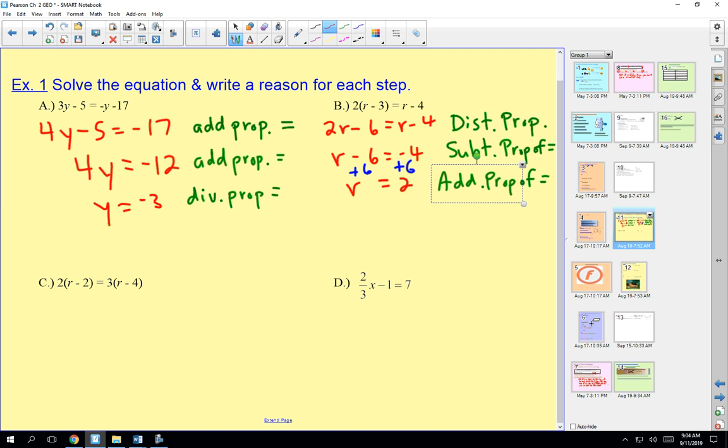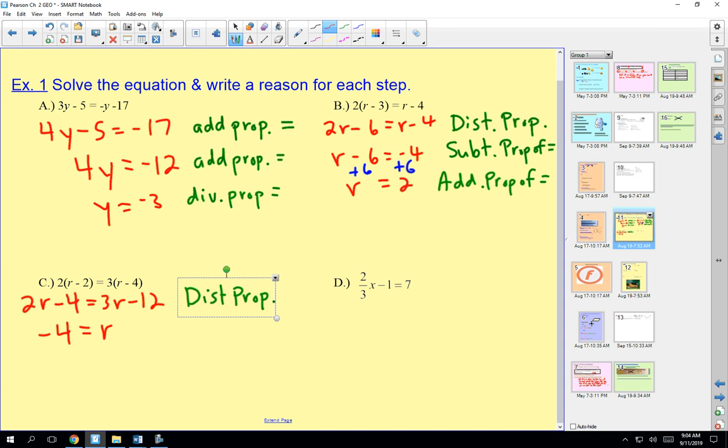All right, next one. We've got 2r minus 4 equals 3r minus 12. You recognize the property? Yeah, and in this case, Eva, I did it on the same line, both sides, so we're just going to do it all at once. Distributive property. And then it's kind of your choice. If I wanted to, I could subtract 2r from each side and keep a positive number in front of r. It would look like this: -4 equals r minus 12.